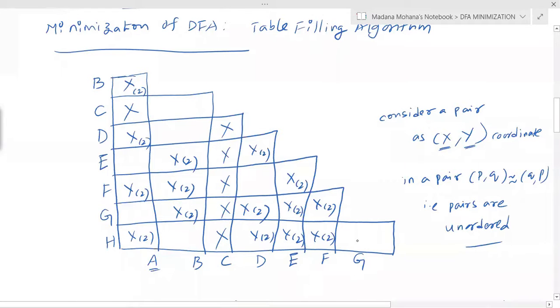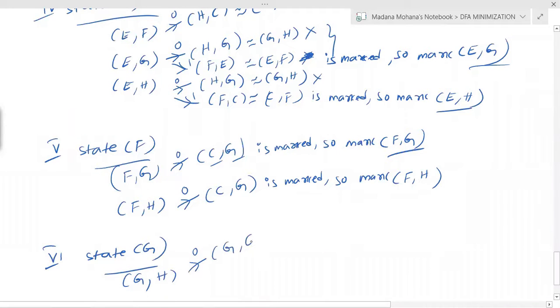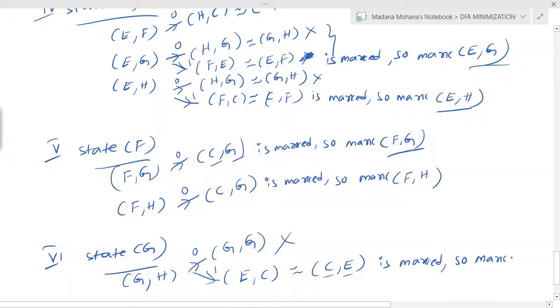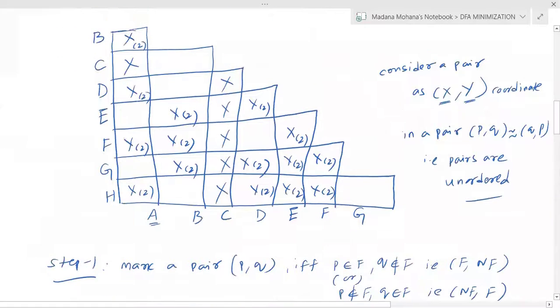Then the last combination G. G combination, the pair is GH. We have only one pair with state G. Now state G, we have the unmarked pair GH. Now GH on 0, here you will get G comma G. Here marking not possible. Both are non-final, that too this combination doesn't exist. Then on input 1, here you will get EC. EC we don't have, but CE we have. C is final, E is non-final, this is already marked. E is marked. So mark G comma H now. So G comma H is marked. So this is step 2.